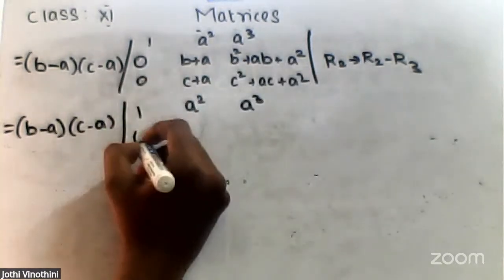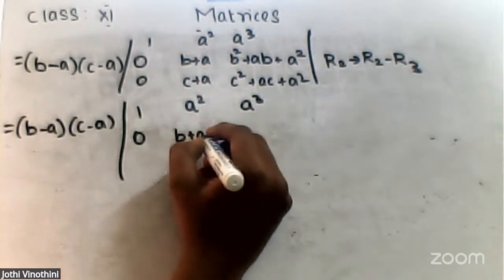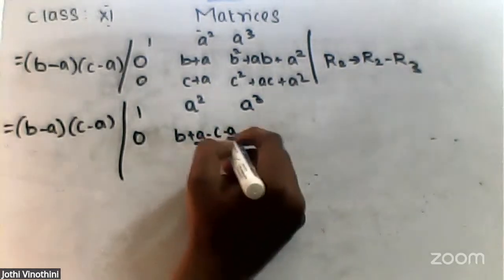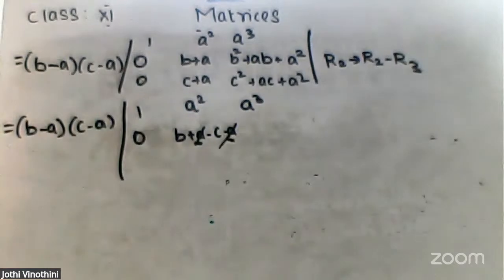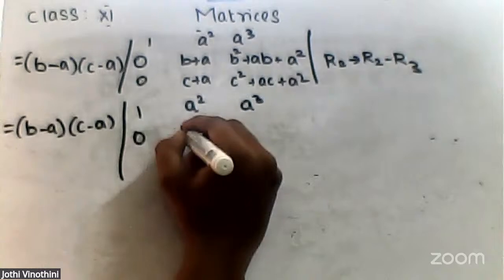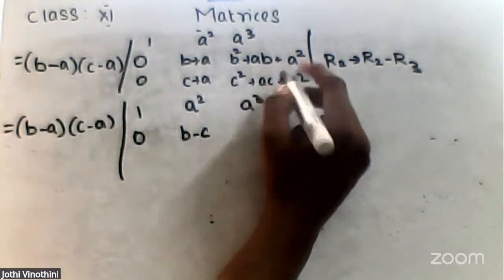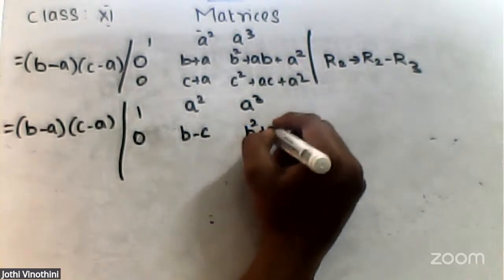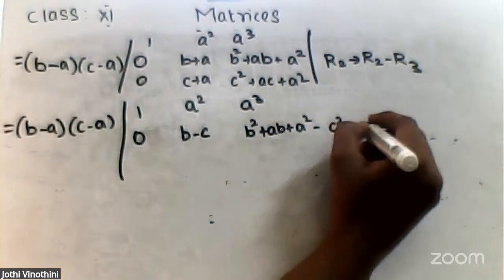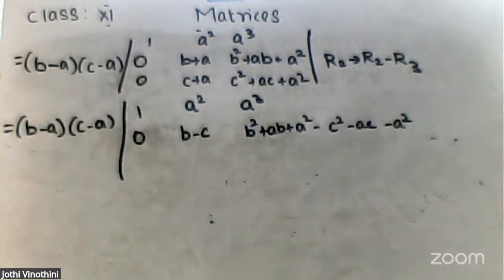So 0 minus 0 is 0. R2 minus R3: B plus A minus C minus A. Here it is plus A, here it is minus A, so they both get cancelled. What will remain is B minus C. Then R2 minus R3 here gives B squared plus AB plus A squared minus C squared minus AC minus A squared.